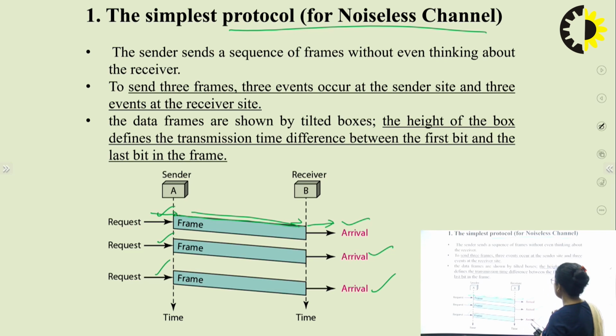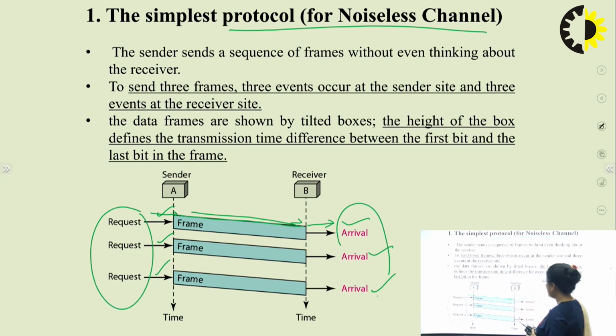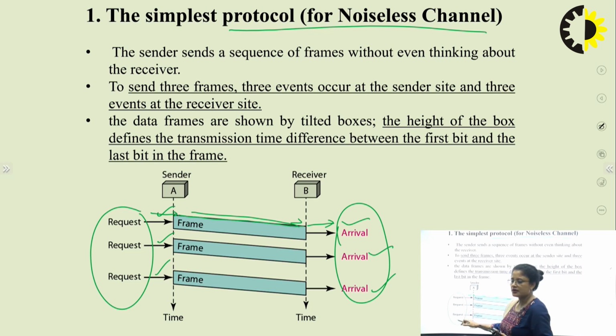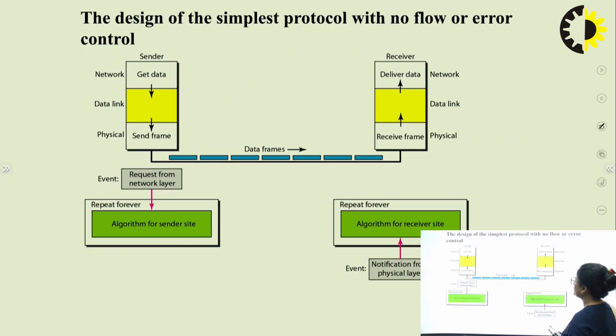So here we just have 3 events. For example, we want to send 3 frames. So we have 3 events at the sender's end and 3 events at the receiver's end. The 3 events at the sender's end correspond to the request for sending, and those at the receiver's end correspond to the arrival signal. This is how a simplistic protocol looks.